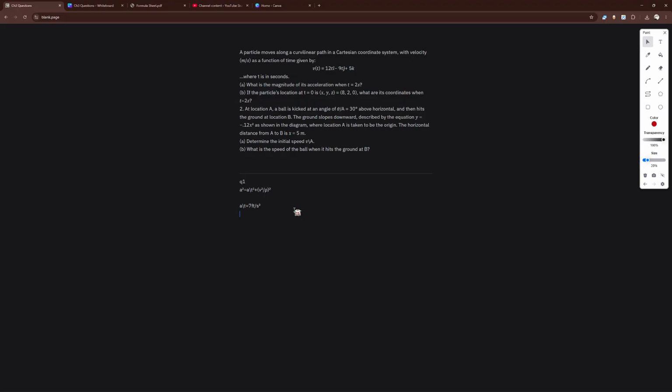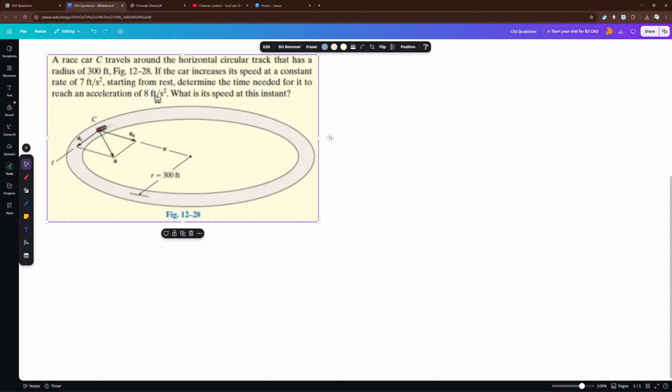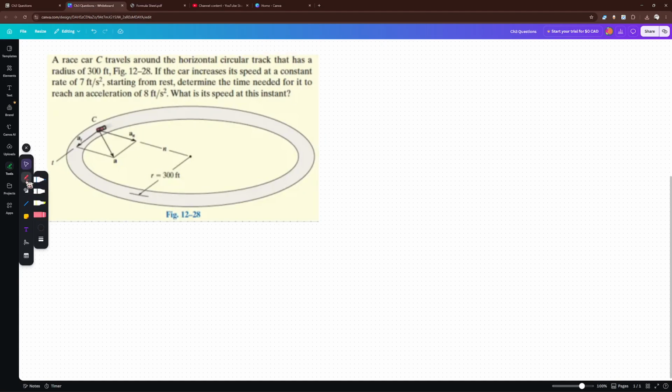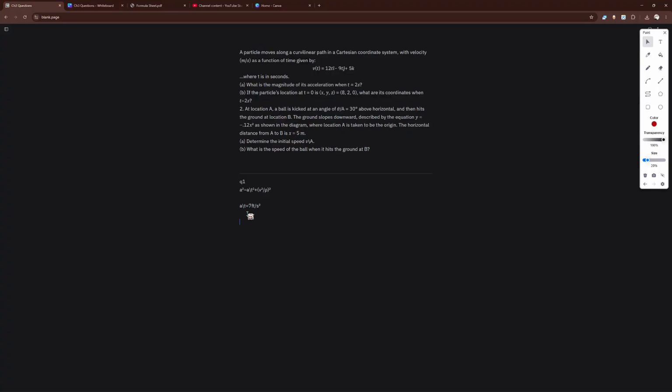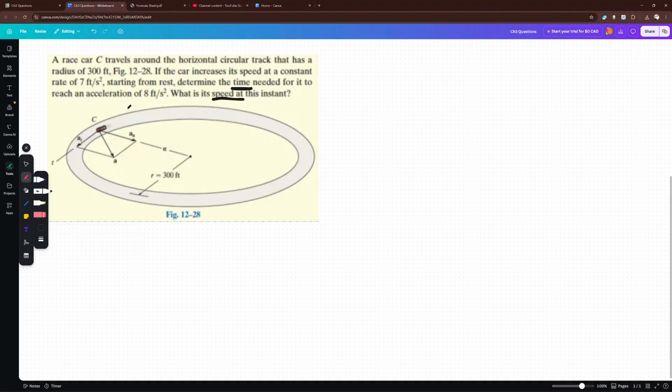So we also need the time and the speed. We know that we want our acceleration to be 8. Okay, we know our tangential acceleration. And this is the distinction you need to make here, because it says determine the time needed for it to reach an acceleration of 8 feet per second squared.